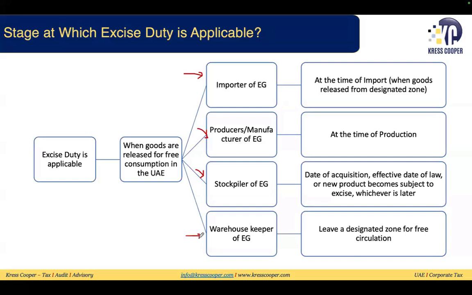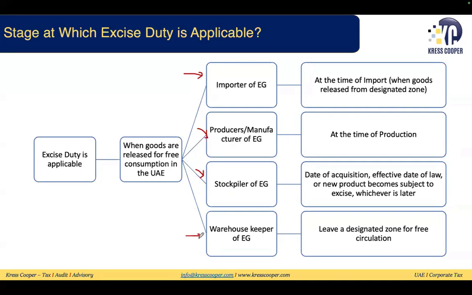Producers and manufacturers, at the time of production. Producers and manufacturers are liable to account for the excise duty. I'm not asking to pay, but to account for the excise duty at the time of production, whenever the excisable goods are being manufactured. These manufacturers are liable to account for the excise duty on the goods that will be freely available to sell to the retailer or to the end user in the market.